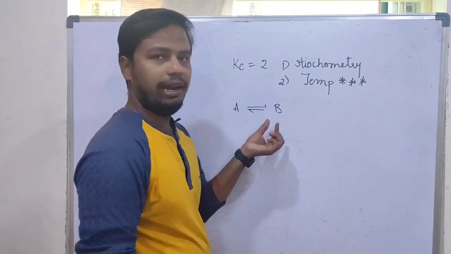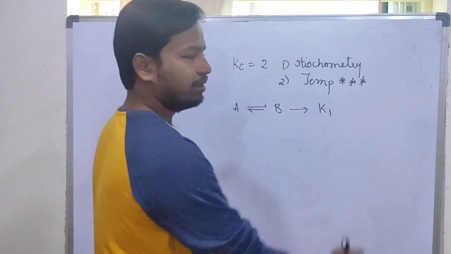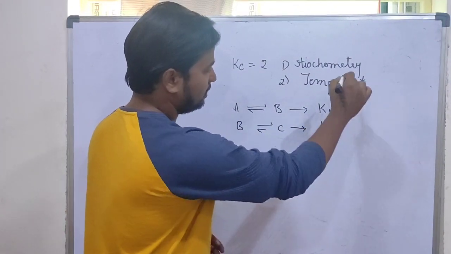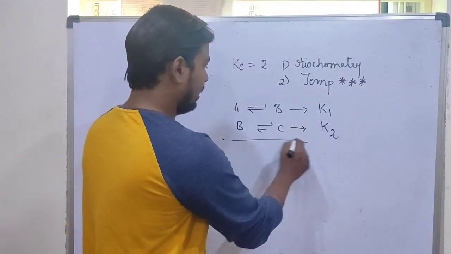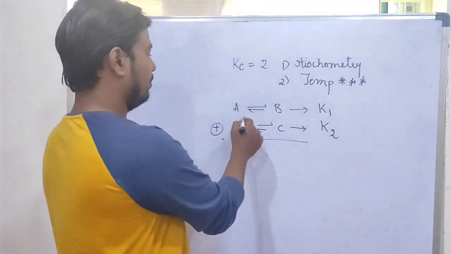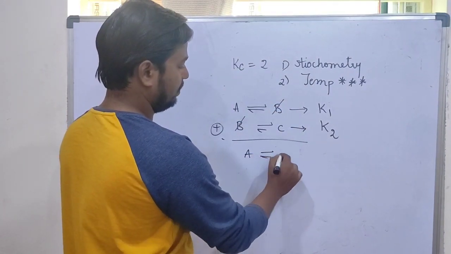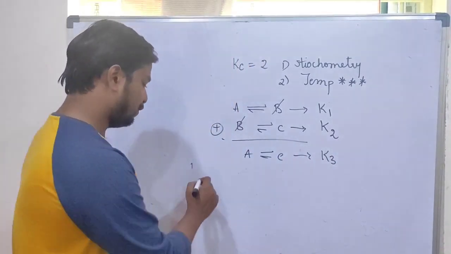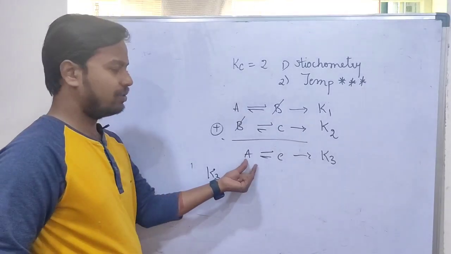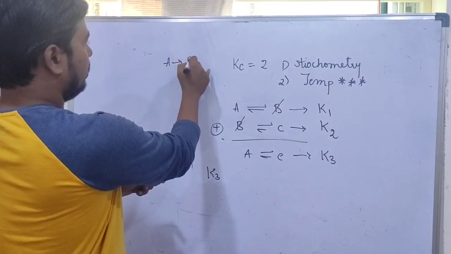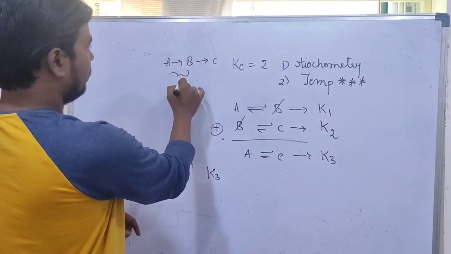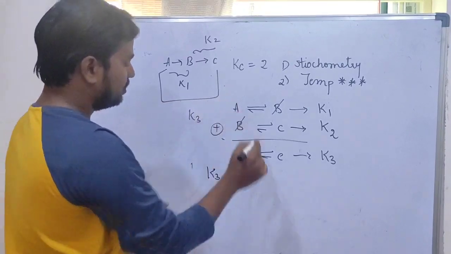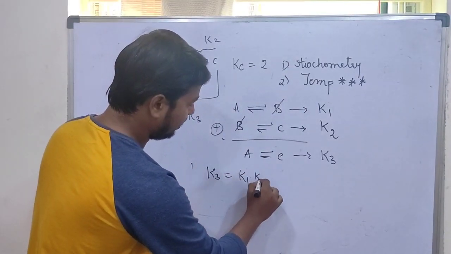A gives rise to B, and say the equilibrium constant is K1, and B is giving rise to C, whose equilibrium constant is K2. If we add these two, B gets cancelled and A is in equilibrium with C. Say this is K3. For the entire reaction, A gives rise to B which gives rise to C. First this is K1 and this is K2, and the entire thing is K3. So we can say K3 is equal to K1 into K2, multiplied.